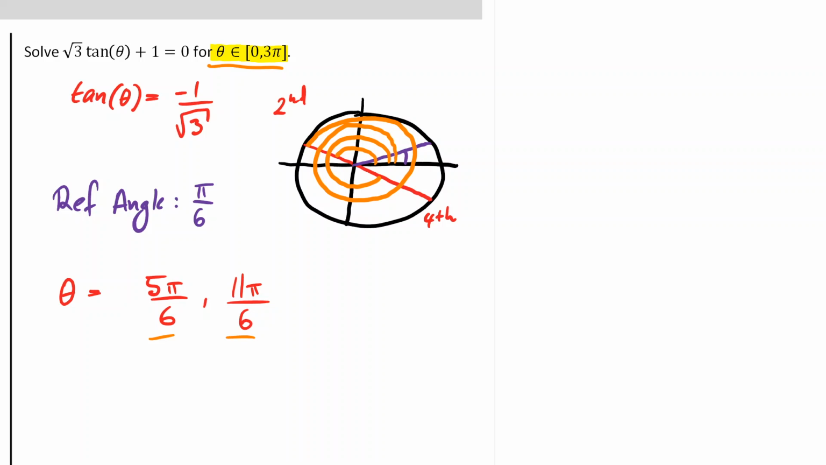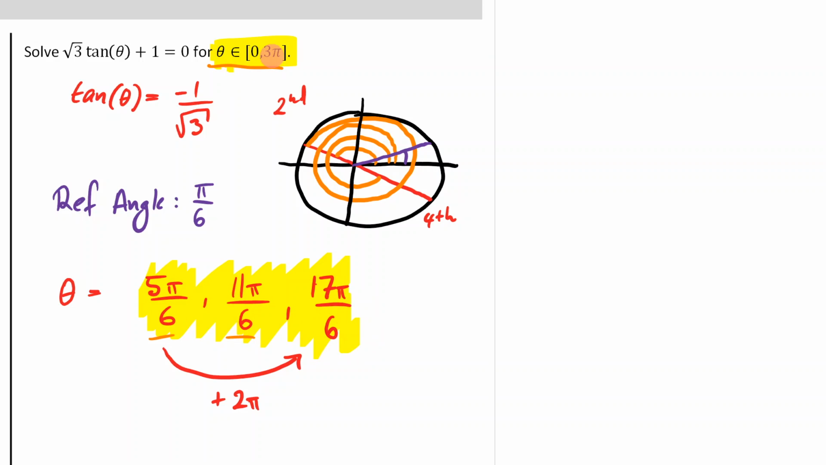So that means I'm going to take 5 pi on 6 and add 2 pi onto it. That's going to be 12 pi on 6 plus 5 pi on 6, which is 17 pi on 6. So that is going to be my solution: 5 pi on 6, 11 pi on 6, 17 pi on 6. You have to keep your eye out for that domain there.